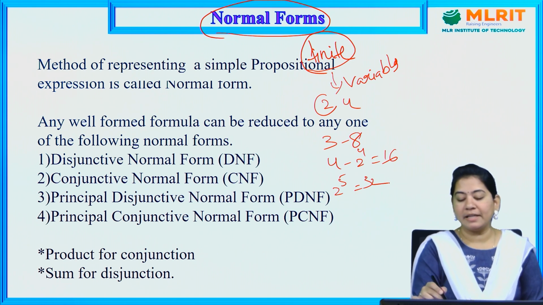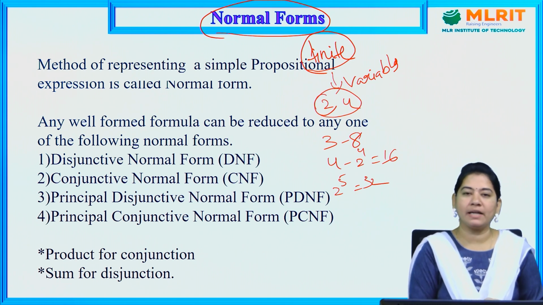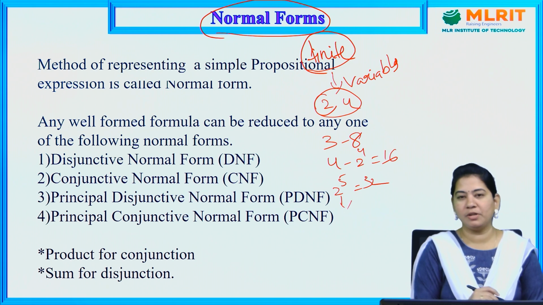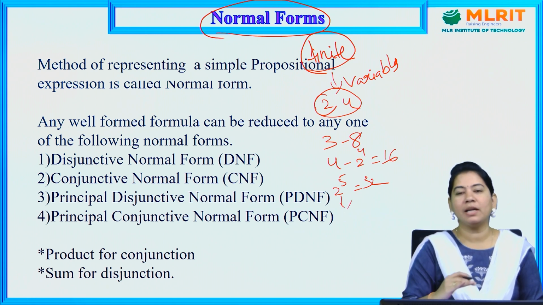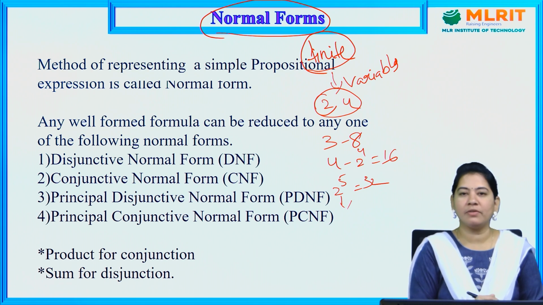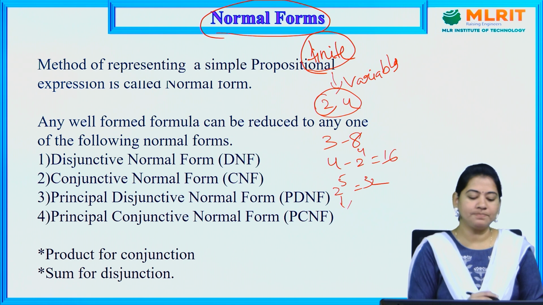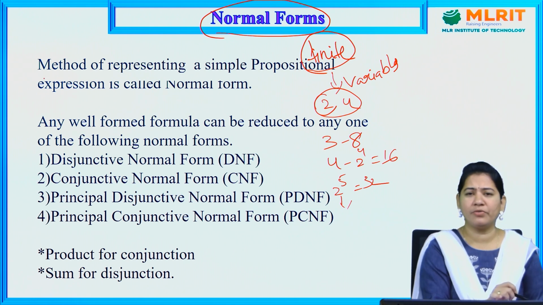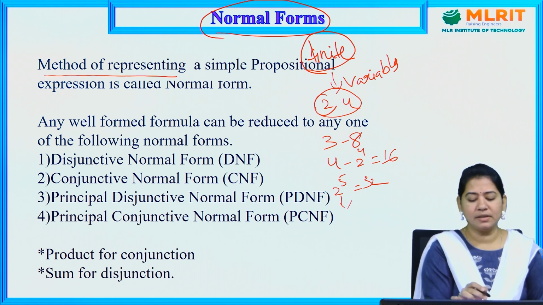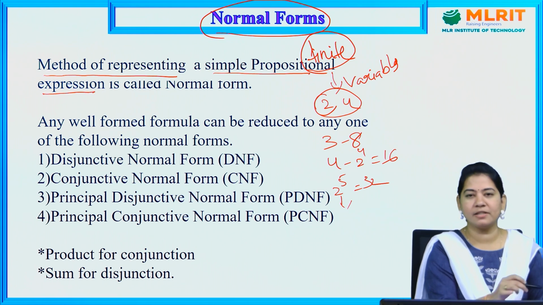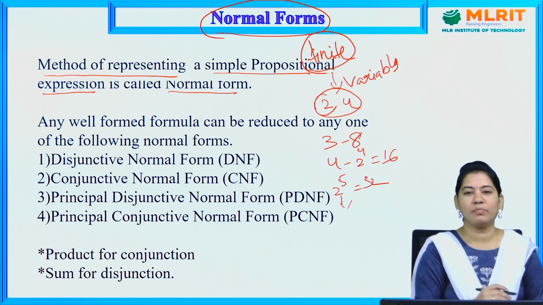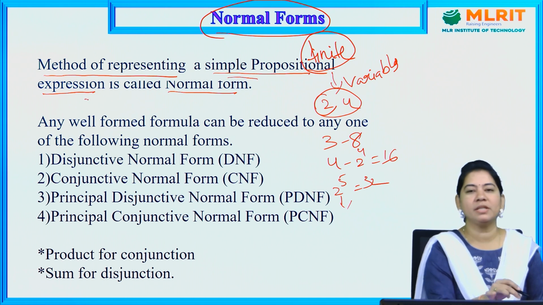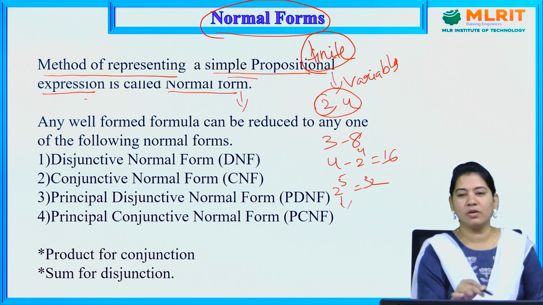So the construction of the truth table may not be practical if you have a large number of variables. We can do it, and it also involves a finite number of steps, but a little bit more. To reduce that, we reduce the given statement formula into a normal form. Let us see the definition: the method of representing a simple propositional expression is called a normal form. Representing the given statement formula as a simple propositional expression, we call it a normal form.